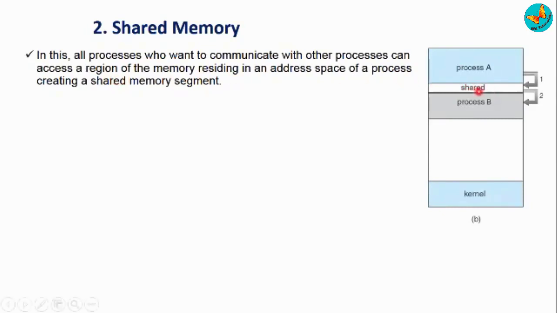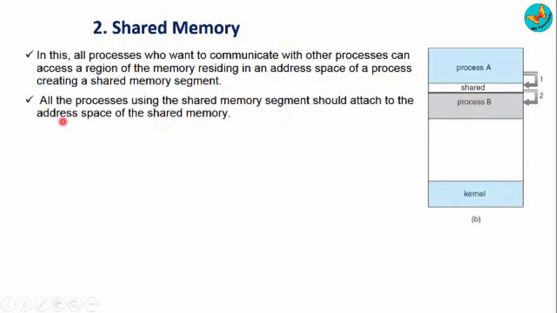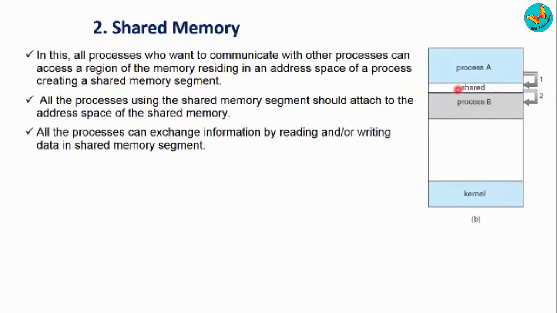Can you see this shared part here between process A and process B? So suppose I want that process A and process B should communicate with each other, then they must share a common space among them. Now see here, all processes using the shared memory segment should attach to the address space of the shared memory. Means both process A as well as process B will be able to access this shared memory address space. Now here how are they going to exchange information? Both the processes will read and write in this same shared memory segment.